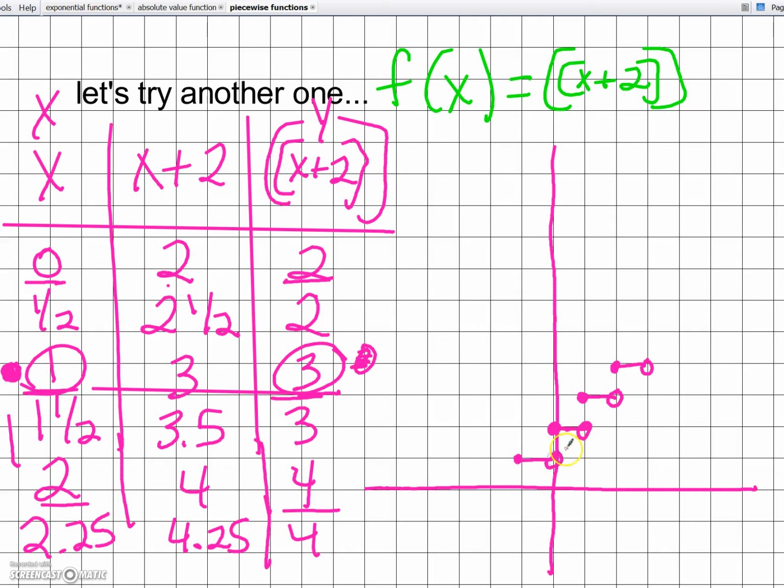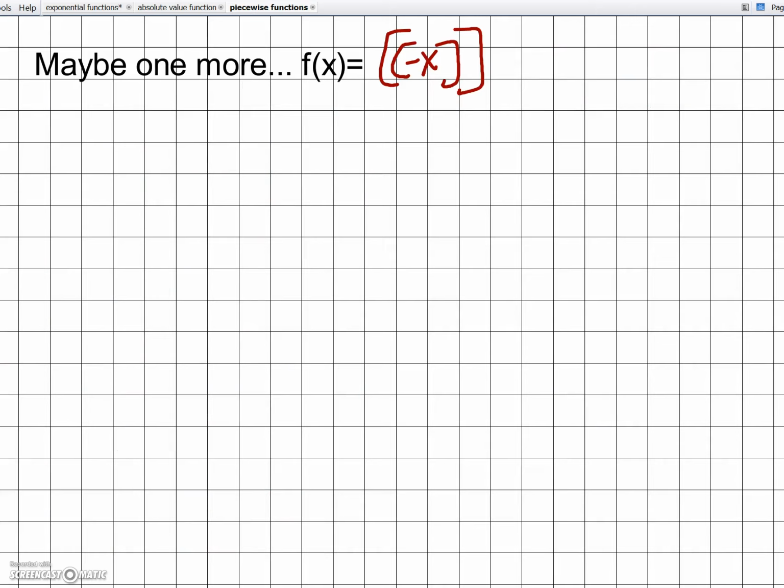Remember, this is still a function because we got a solid and we got an open, which means there's no overlap if we do our vertical line test. All right, so let's do one more. This one's a little bit more difficult.